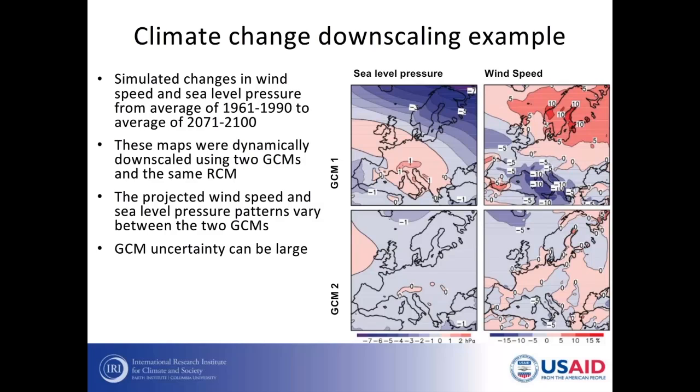For example, for downscaled GCM1 on the top, there are large projected increases in wind speed over Scandinavia and large decreases over the Mediterranean. Downscaled GCM2 shows neither of these projected changes. So GCM uncertainty is large in this example and amplified in the downscaled projections of wind speed.